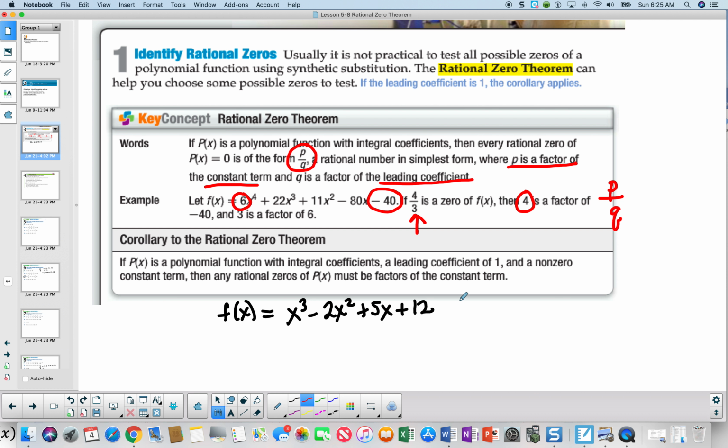Now the corollary says that if your leading coefficient is 1, P over Q, remember P represents factors of 12, and since Q is factors of the leading coefficient 1, we end up really just looking at these factors of 12, because when you divide by 1, you don't change anything.